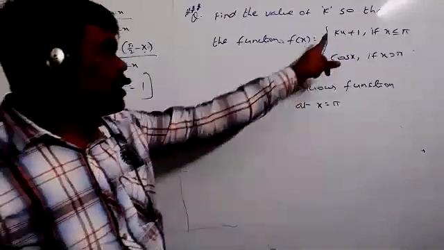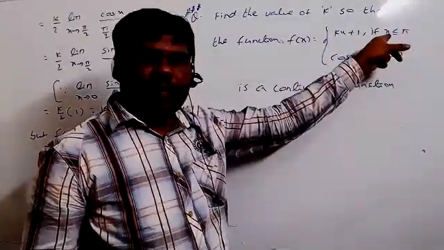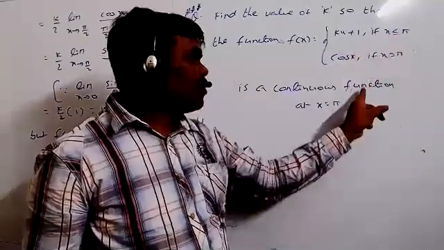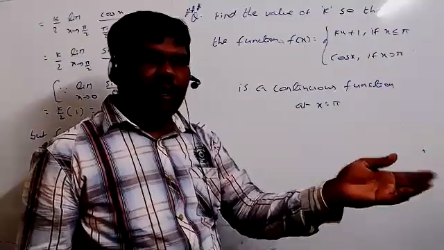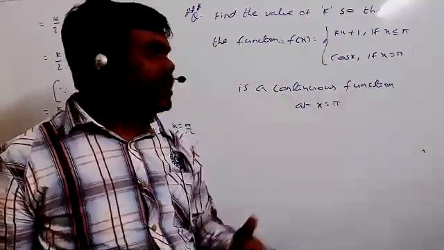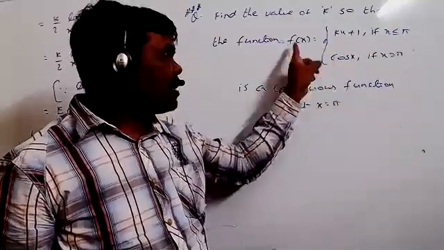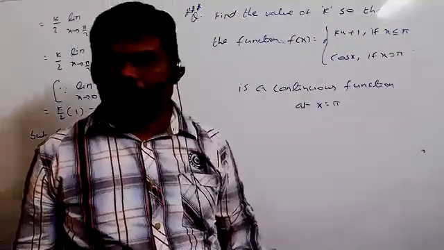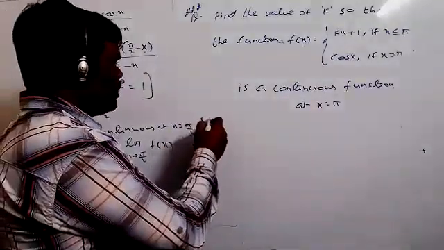kx plus 1, because x equal to pi and x less than pi. That means when you take x equal to pi or less than pi, that is the left hand limit, you take the same function kx plus 1. But when you take the right hand limit, there we have to take f of x equal to cos x. That one I understand, the problem is very easy. So you can write now.